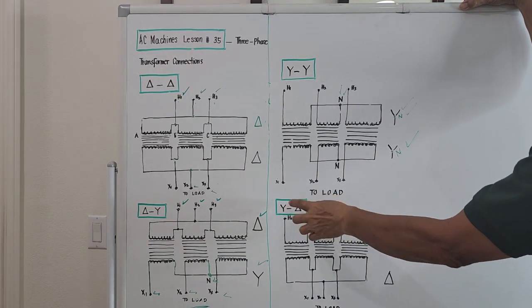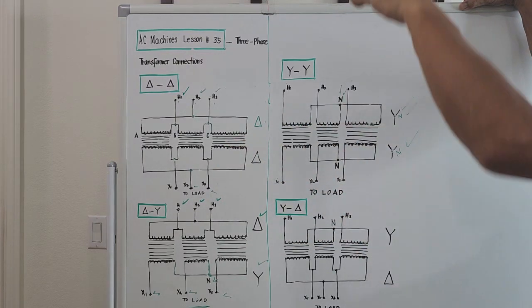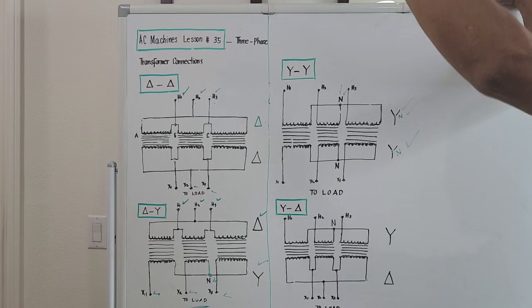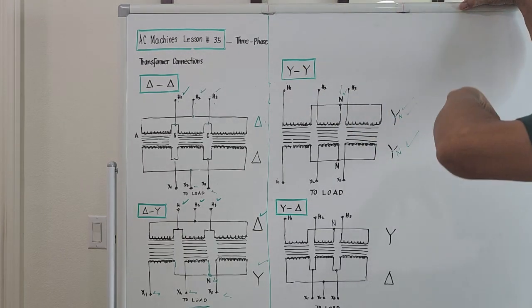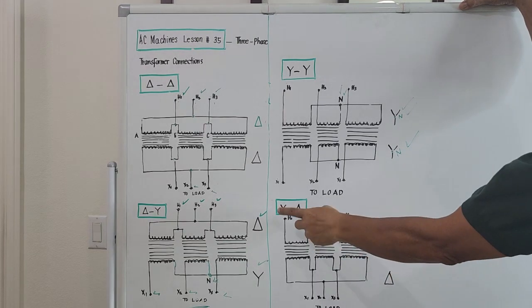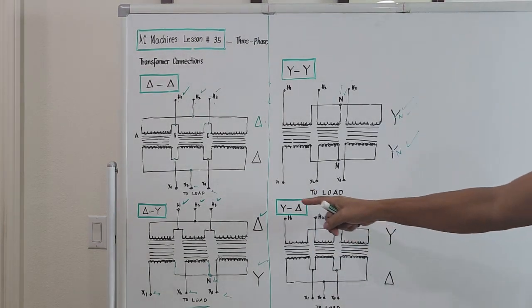Okay, I think this transformer is actually for stepping down. So it could be from the secondary line going to our houses from 13,200 to 120 maybe. That's why the configuration is Y delta. The primary of this is Y.